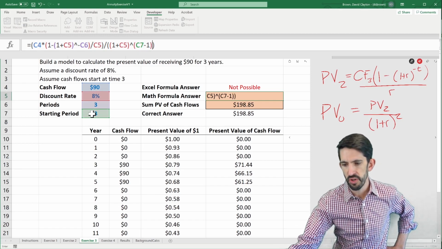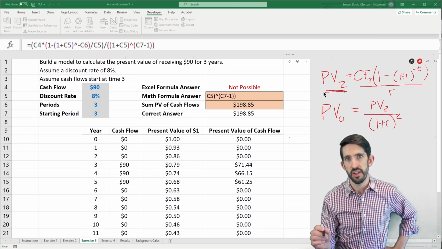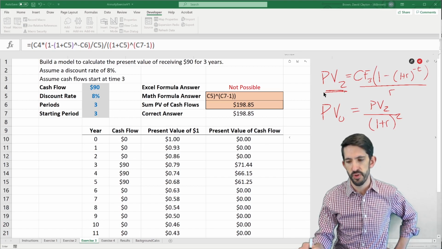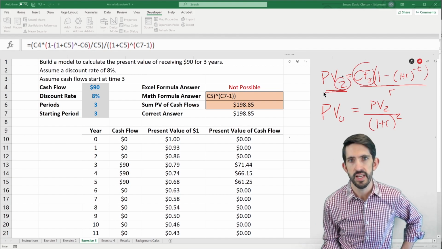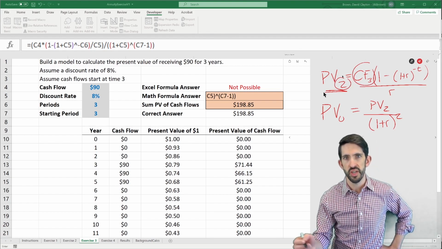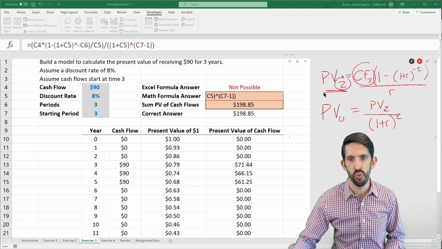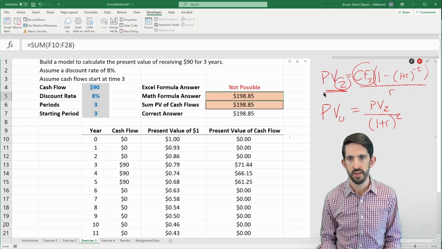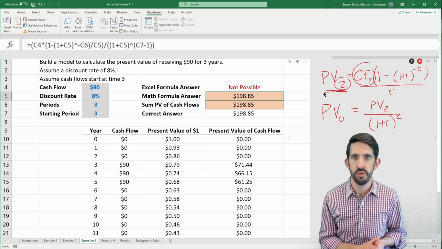Because our annuity formula over here, right, adjusts for the fact that the present value is the year before that cash flow is, right? So the first cash flow is at time 3, and then the present value is at time 2. So then we can adjust for that by using that number of periods minus 1. So once we make that adjustment, hit enter, we're going to get the right answer, and it's always going to be right no matter how that starting period changes.